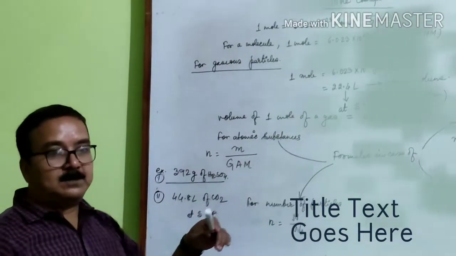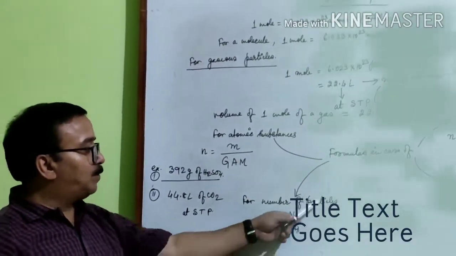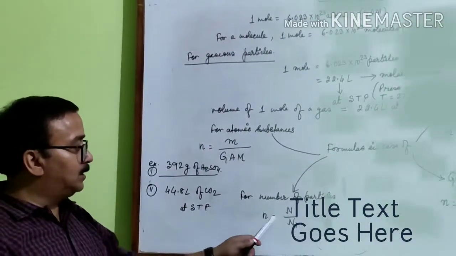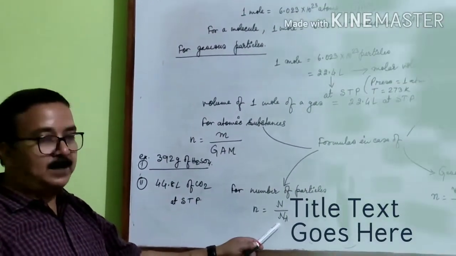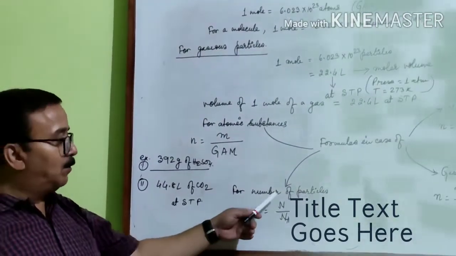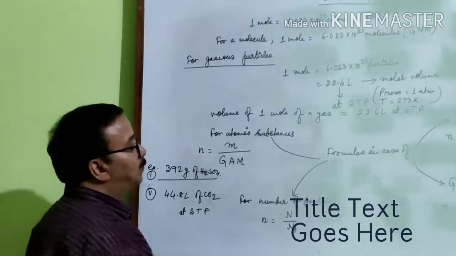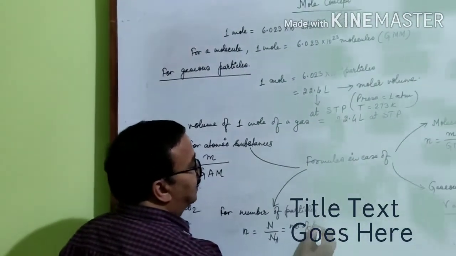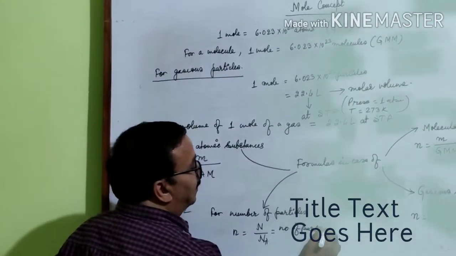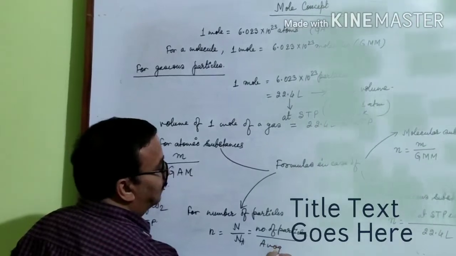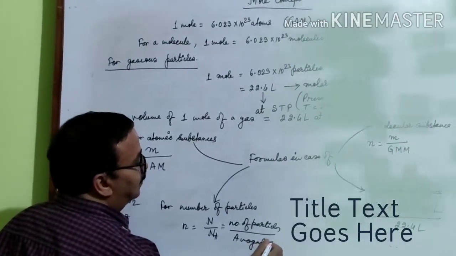Now if the substance is particles, then the formula is number of moles equal to N divided by Na, where N is the number of particles, divided by Na. Na is Avogadro's number.